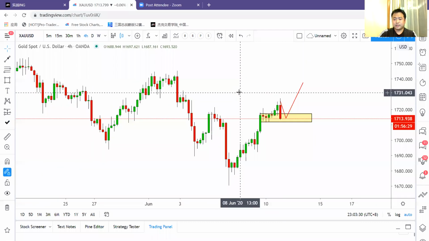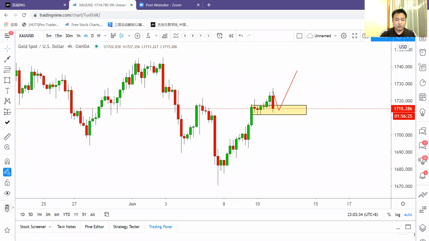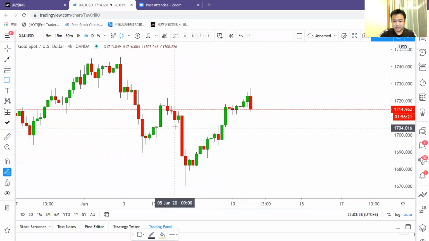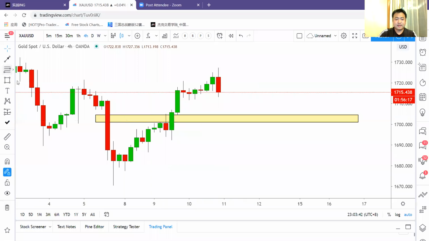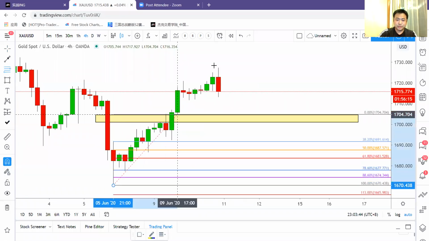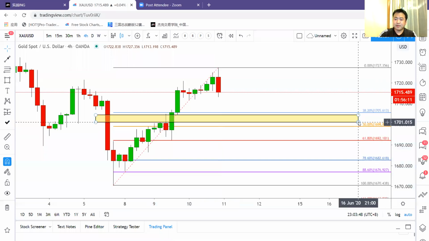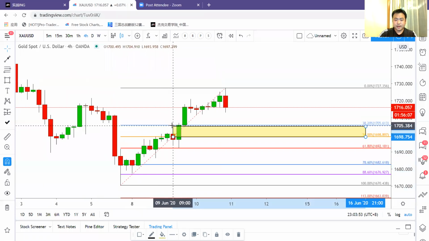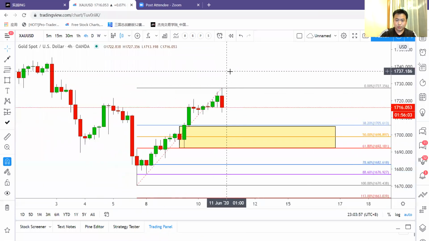Okay, gold is now coming back to the zone already. But the gold has already broken the 1700 level. This is acting as a support here. So today I think I'm going to use 1692 and 1698 as my reference of the buying zone here. Okay, I will use this zone to buy gold.